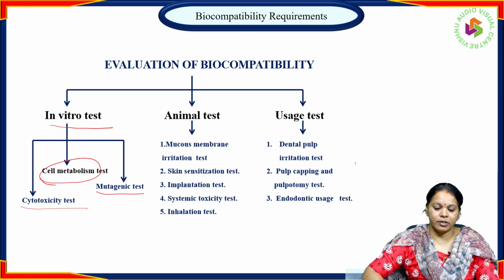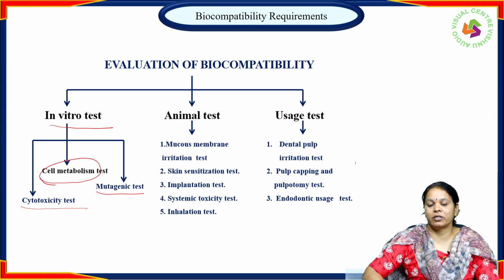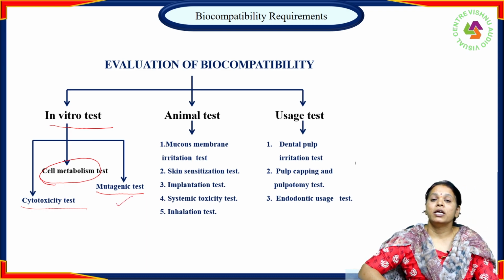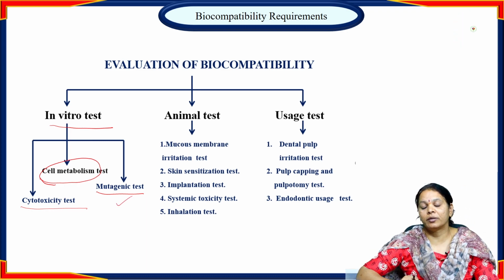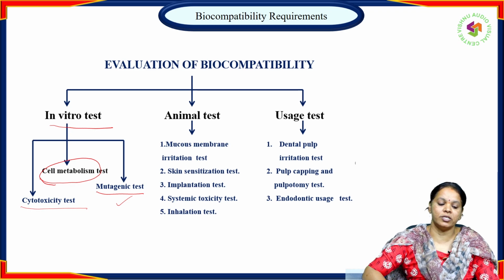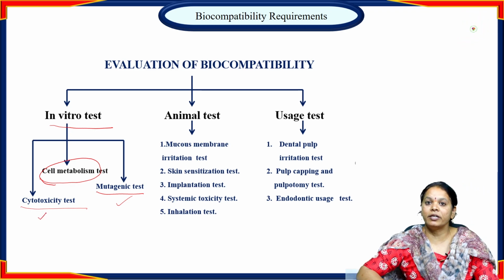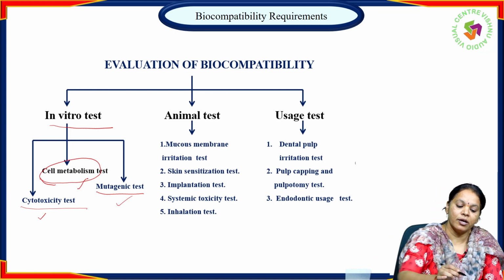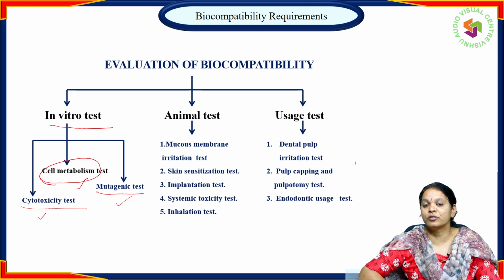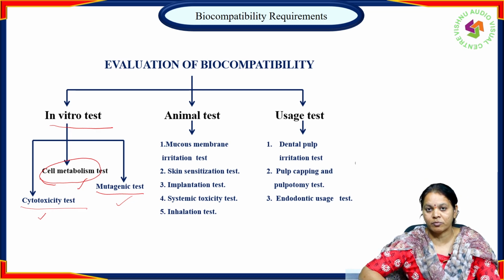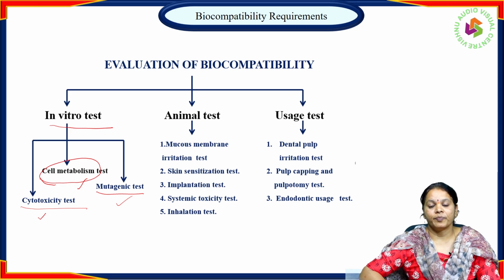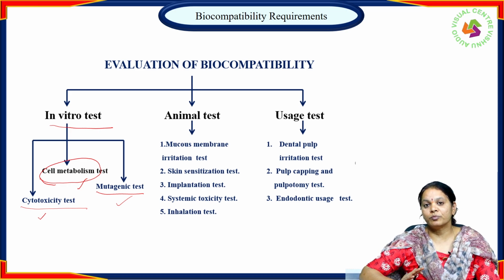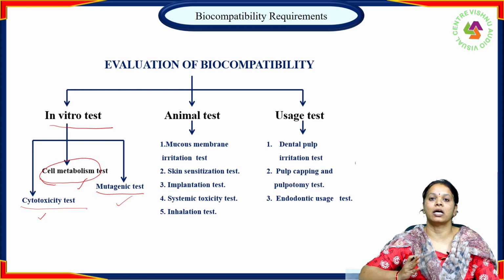known from this test. And the third one is for the systemic response, that is the mutagenic test. In this mutagenic test, with prolonged application of the material, is it going to cause any carcinogenic effect or not? Cell mutation wise, first in toxicity we have identified whether it is toxic to the cell or not. In the metabolism test, we have identified whether it is going to alter the cell metabolism in any form or not. Now, is it going to change the cell itself as such?